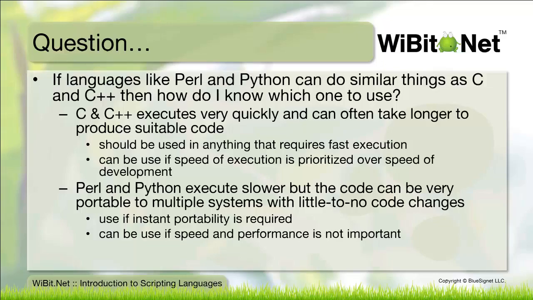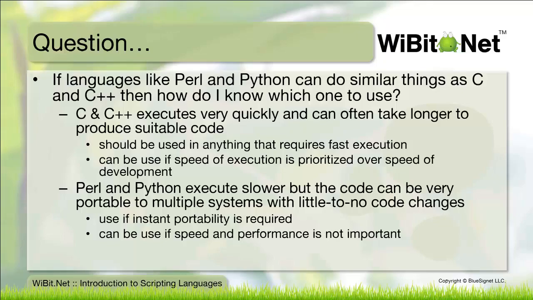That's where speed of execution is prioritized over how fast you can write the code. Perl and Python execute a bit slower, but it's a lot easier. It's truly a lot easier and quicker to develop in a scripting language like that. You can test a lot quicker. Everything you're writing, you can just run it immediately and see what it does. It's a much quicker development cycle there.